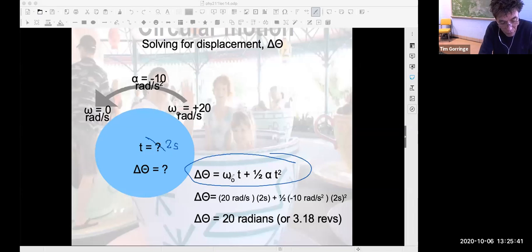20 radians per second was the initial angular velocity. 2 seconds was the elapsed time of the trip. And minus 10 radians per second squared, that was the angular acceleration. I plug all those things in, I get 20 radians, or that's equivalent to 3.18 complete turns, 3.18 complete revolutions. And so that's a simple example of applying equations of rotational motion that parallels really previous examples of applying the equations of linear motion to problems of straight line motion.